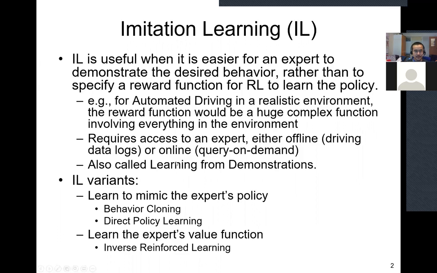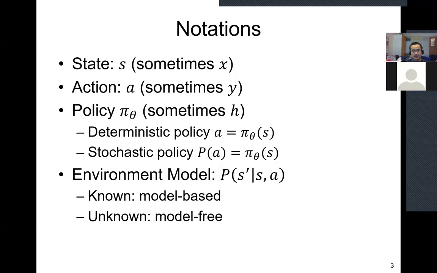So simpler variants include behavior cloning and direct policy learning. I just wanted to formalize these two a little bit. So, notation: state is typically denoted as S, sometimes X. Action is A, sometimes Y. Policy is pi theta, where theta is the set of parameters, most likely a set of weights for a deep neural network.